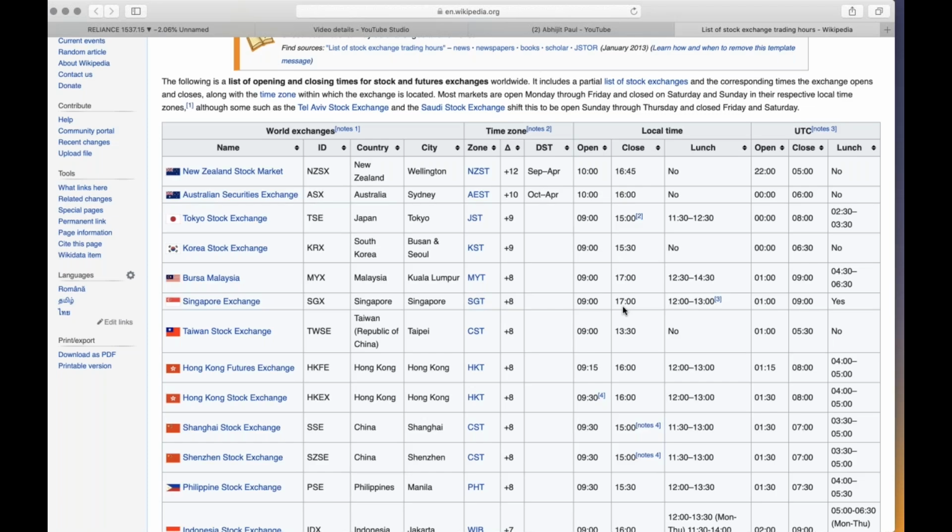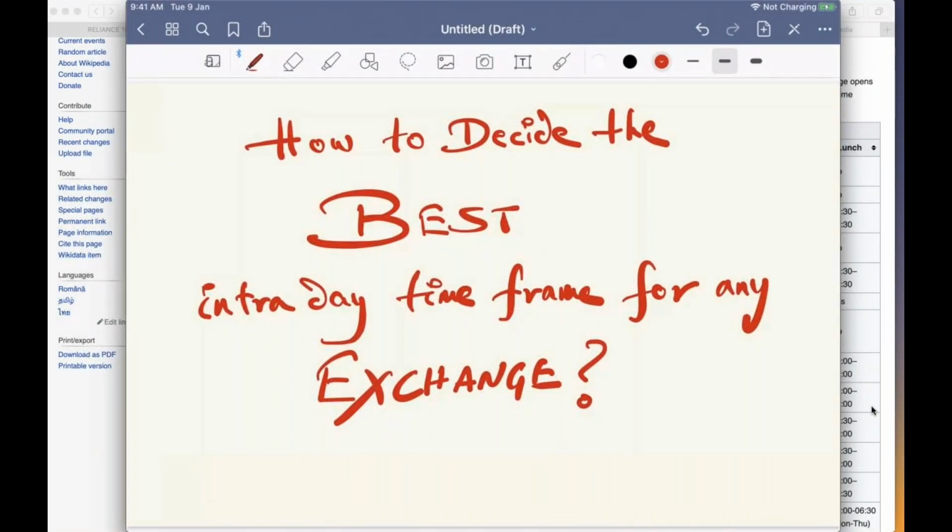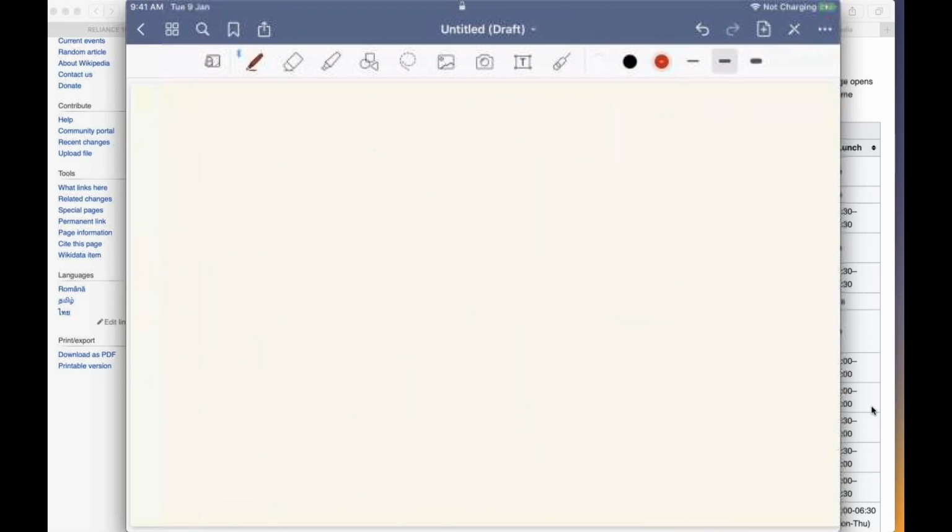Or say, for example, if you trade the commodities market in MCX, which starts at 9 in the morning and goes all the way up to 11:30 without any break, then what should be the ideal time frame? So I thought that let's quickly extend the last video with a very unique approach, which I used. That how can we decide the best intraday time frame for any exchange?